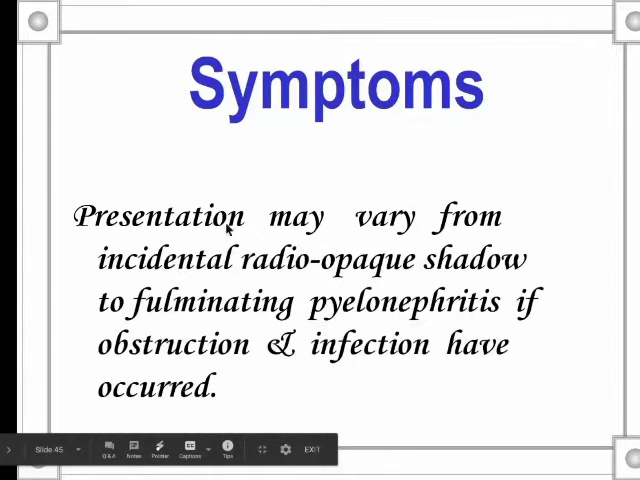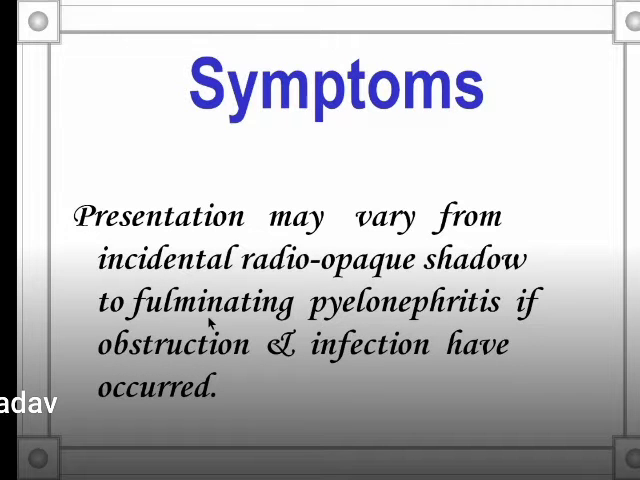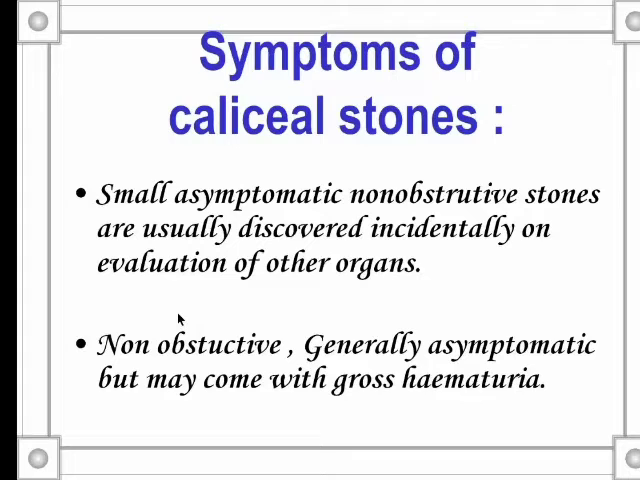So presentation may vary from an incidental radiopaque shadow. You are investigating for some other disease, and incidentally you may discover a radiopaque shadow in the genitourinary tract, and the patient may not have any symptoms, or the patient may develop fulminant pyelonephritis. The patient may be very sick. Obstruction will cause infection and it may cause sepsis. So the features will depend upon at what stage the patient is presenting.